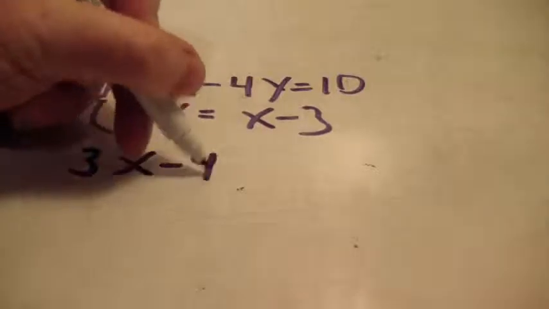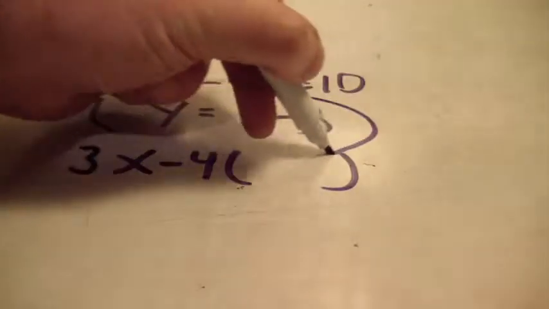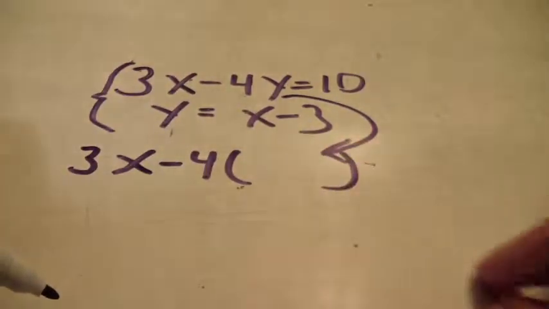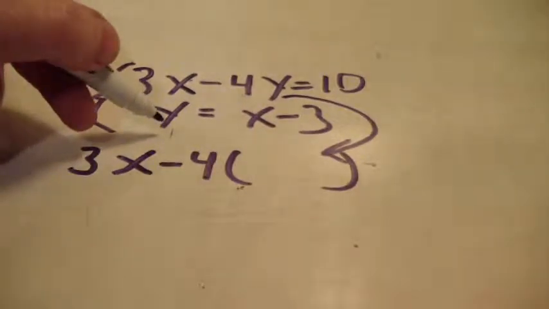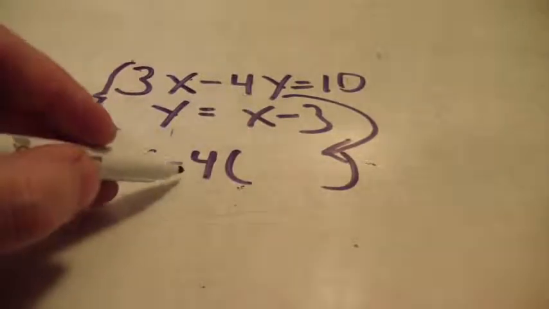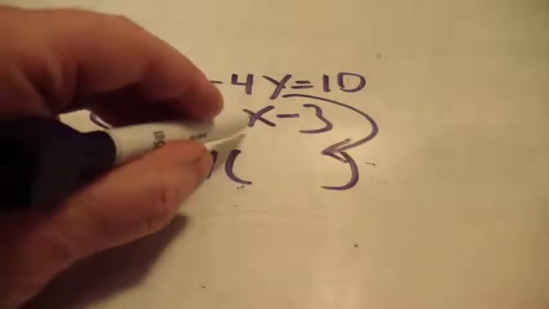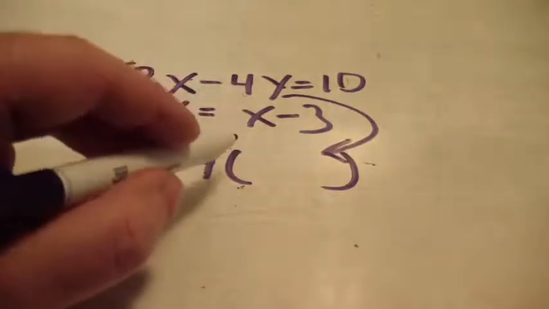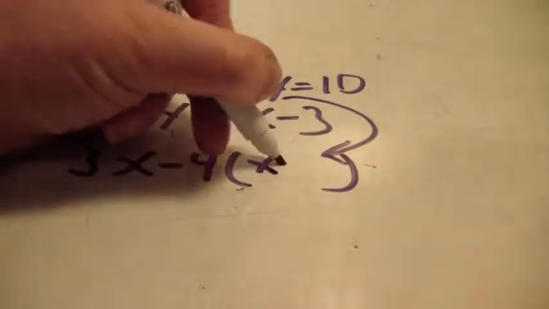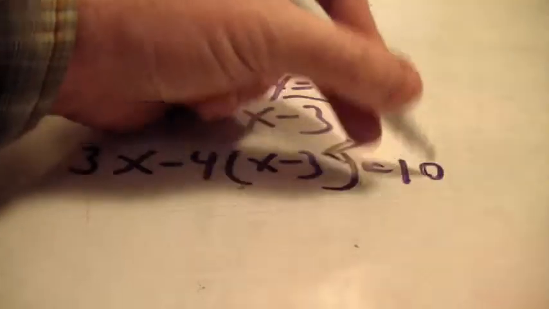4x minus 4. Now we simply went over here. That's where y was, see? Because if y equals x minus 3, we could simply say 4x minus 4 times y. That y is, since y equals x minus 3, we simply put x minus 3 here. See how that went? We're substituting, see?